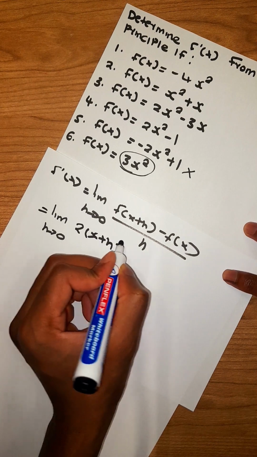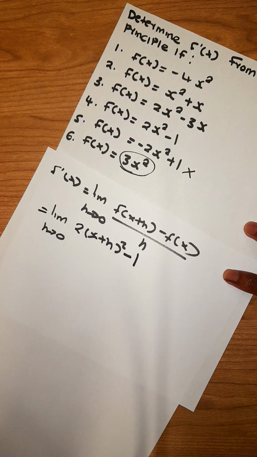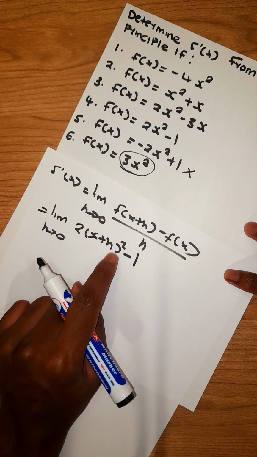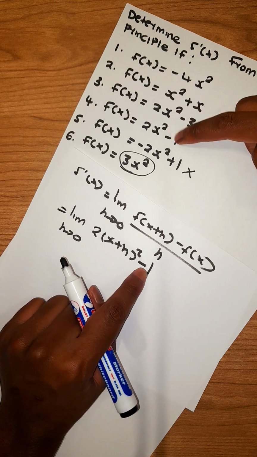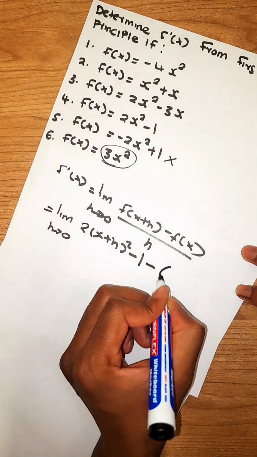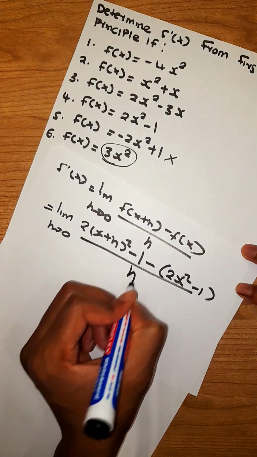x plus h squared, and there's actually minus 1. Here's the tricky one. Can you see this? It is 2 times (x plus h) squared. After that, there's minus 1, and then you need to say minus, and then 2x squared minus 1, and then you put an h into it.